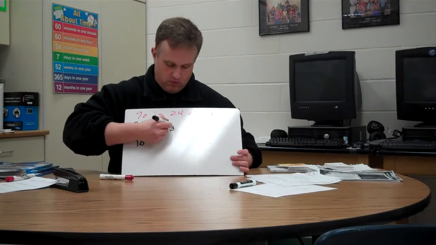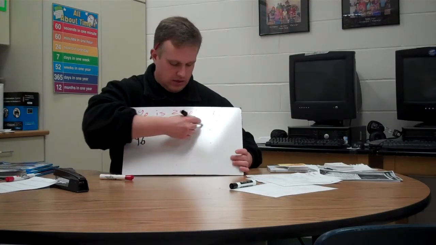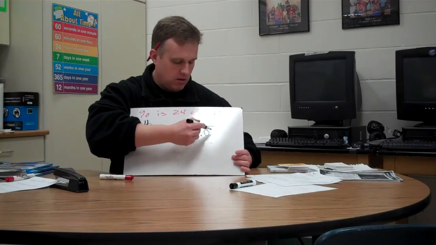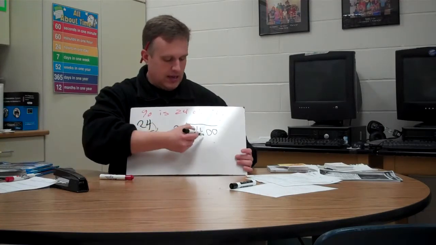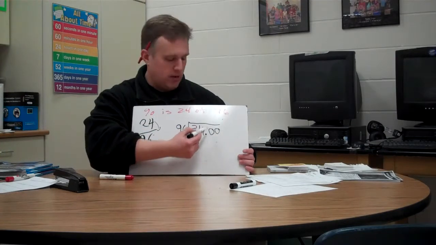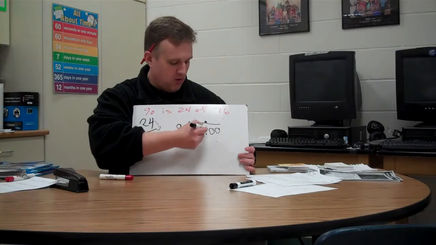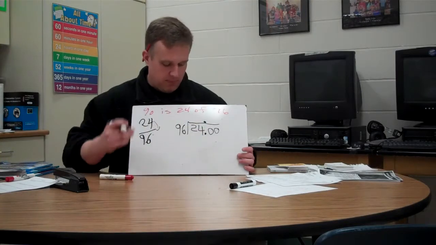So I write my problem out like this. 24, I put my decimal in. I'll put 2 zeros. Again, as soon as I do this, I'm going to bring that decimal up so I don't forget it in my answer. So even before I start, bring that decimal straight up.